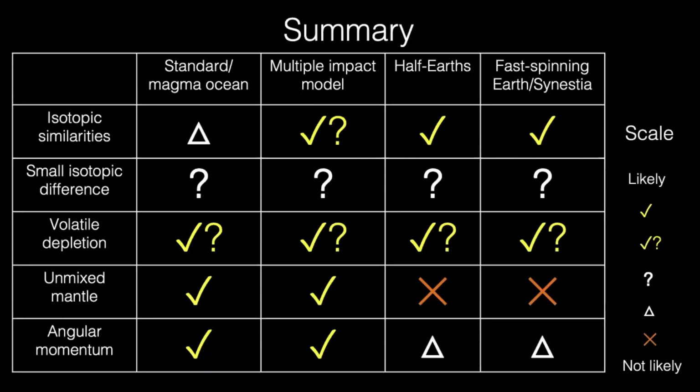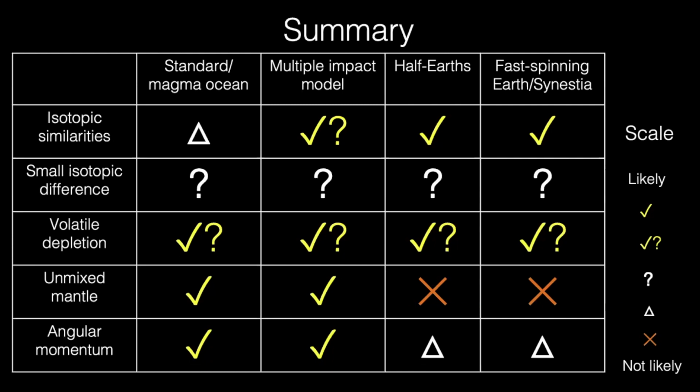Okay, so this is my quick summary. The scale is shown on the right, and I'm trying to be as objective as possible, but I'm sure not everybody in the community agrees on this panel, but this is my take. First of all, we still need to understand the small isotopic differences and also the volatile depletion. This depends on the Moon accretion process, which is poorly understood. So this is a homework we have to work on.